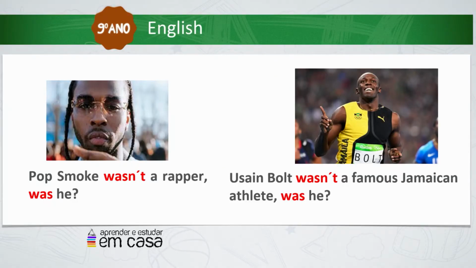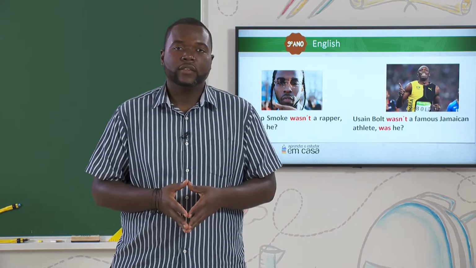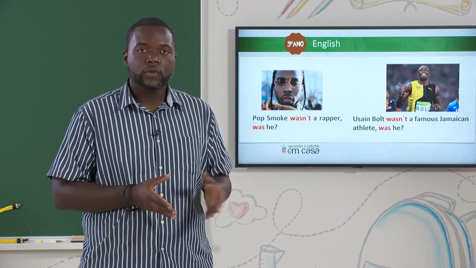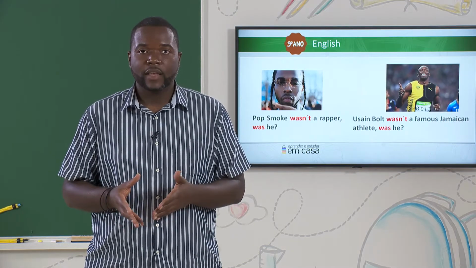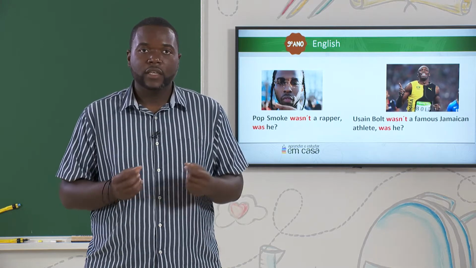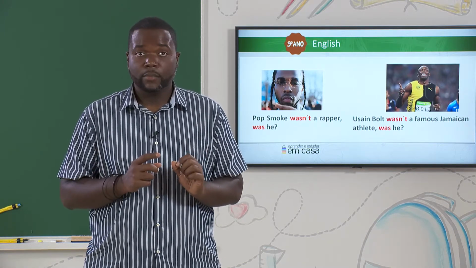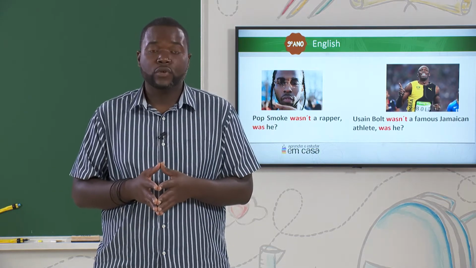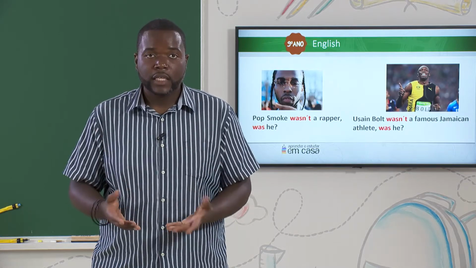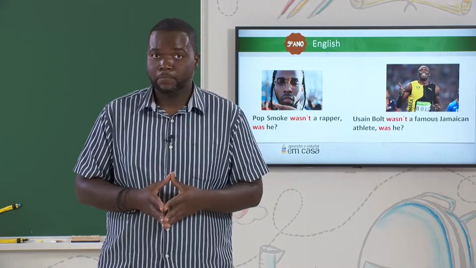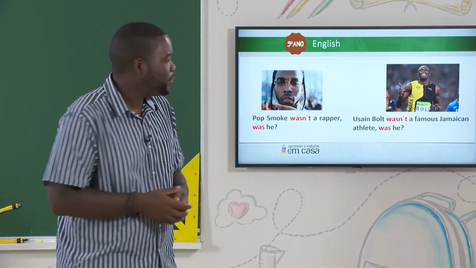Pop Smoke wasn't a rapper, was he? Students, what do we have with this example? What can you tell? What was the difference? Well, here we are using a different verb tense, the past simple. If you're careful, you can see the first clause is in the past, but in the negative. And the second clause, where we are asking for confirmation of what we already know, is in the positive. Pop Smoke wasn't a rapper, was he? Let's see the following example.